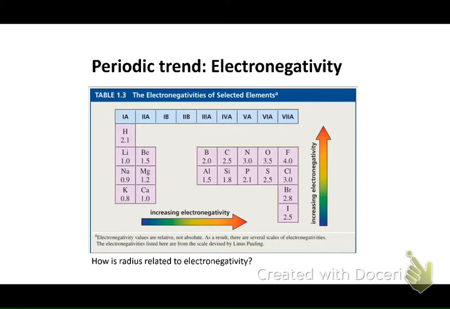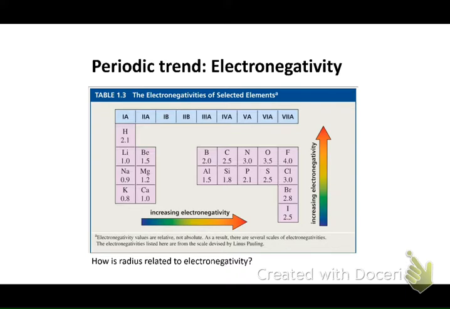Okay, so periodic trends. One of the periodic trends was radius, and we know the smallest ones are in the top right-hand corner. The other periodic trend that's important for this class is electronegativity. So when we're talking about electronegativity, just definition, right?